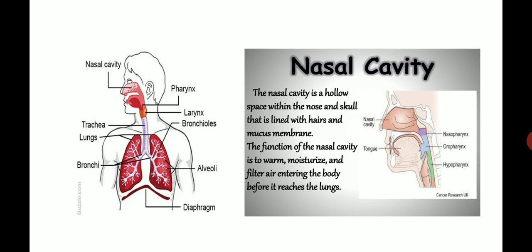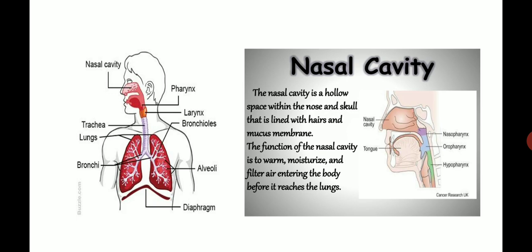The nose. The external part of the nose bears two openings, that is nostrils, separated by cartilaginous septum. The hairs present in the nostrils prevent large particles from entering the system. The two nostrils open into a pair of nasal chambers.